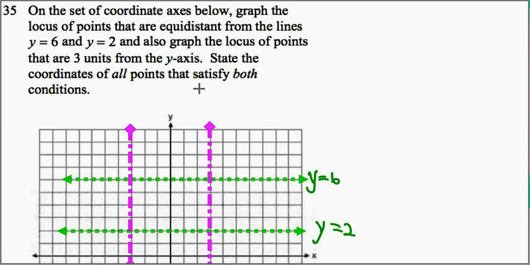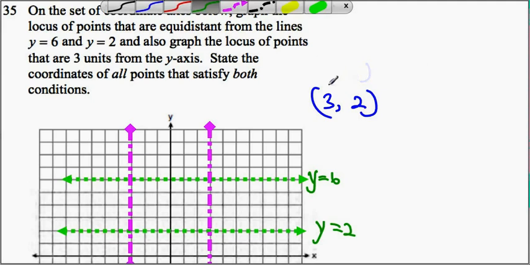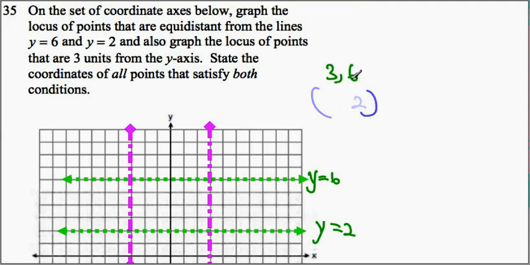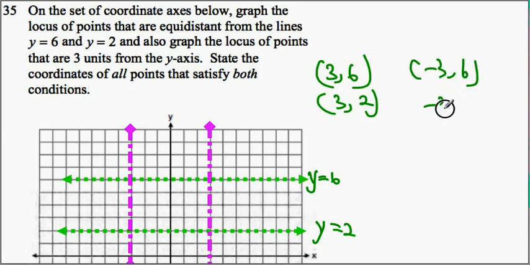State the coordinates of all points that satisfy both conditions. That means we are looking at here, here, here, here. So we have 3 comma 6 or 3 comma 2. And then here we have negative 3 comma 6 and negative 3 comma 2.